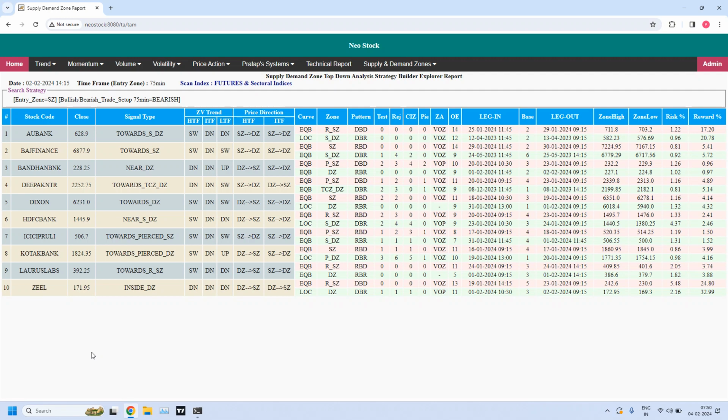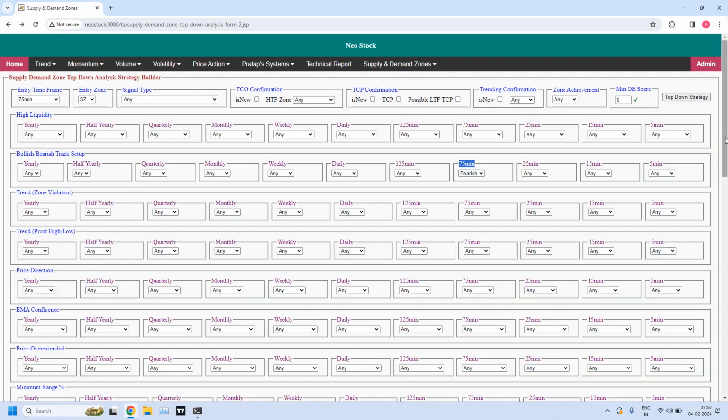Now it is easy for you to filter. Look into the pierced count. If any supply zones have a pierced count, ignore those. We have two stocks. So let me do one thing. To make it easy for you, let me set the pierced count.